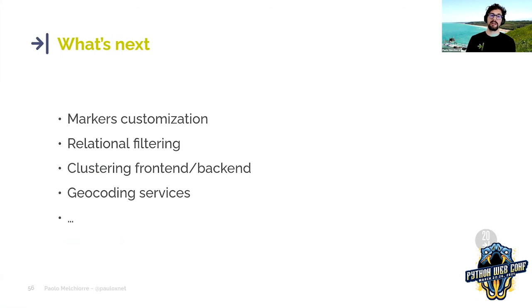There are also many other features that can be added in the future. For example, markers customization and pop-ups to show more information on it. Marker filtering based on relational data. The clustering of the markers both in the front end to improve the visualization and back end to make the loading of data more efficient. The use of geocoding services to add marker locations starting from the address, and so on.